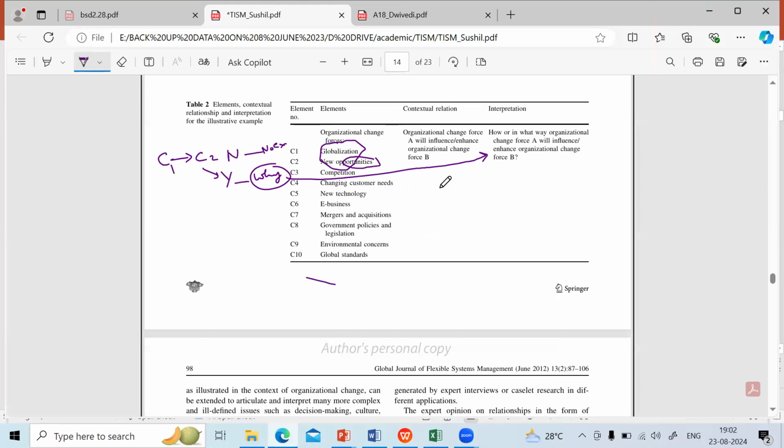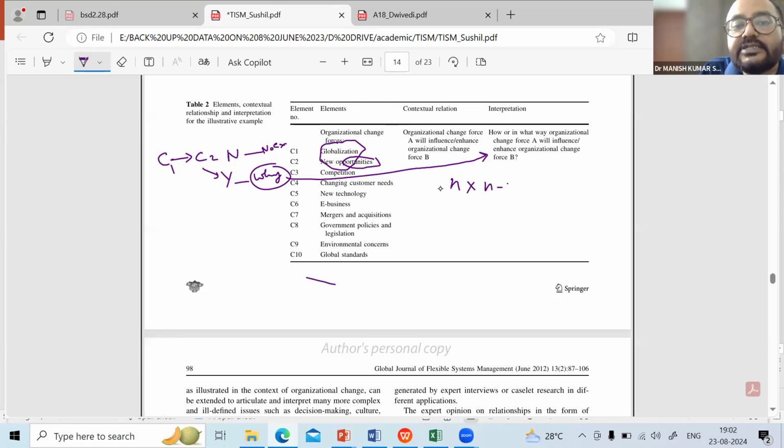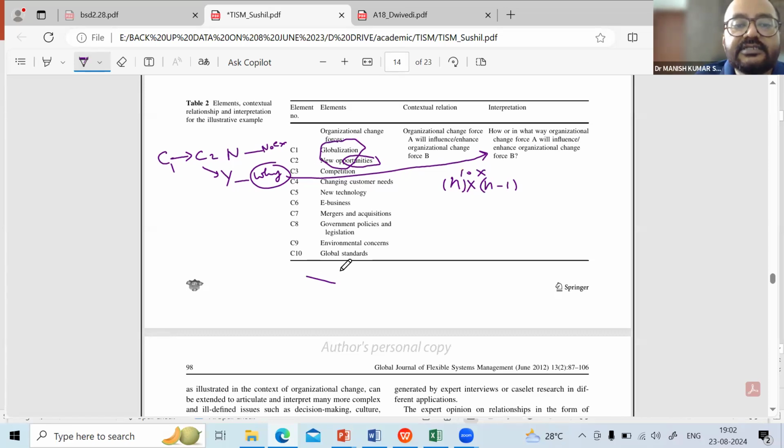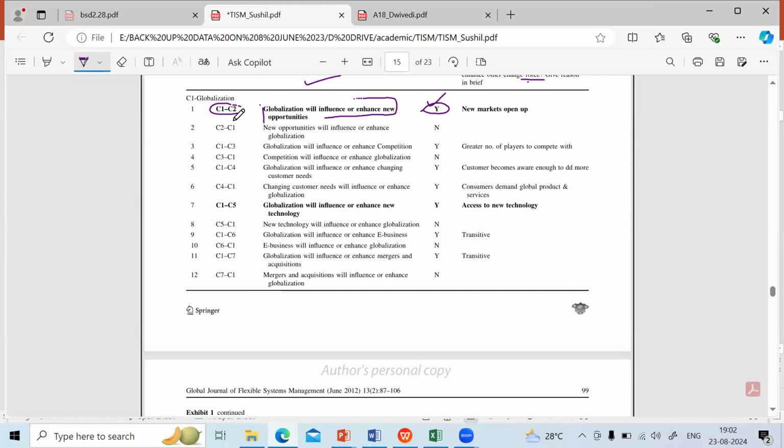Now the interpretation part, who will do that? That's why I'm telling you, as a researcher you have to prepare a questionnaire. Now I'll show you one sample. The number of questions will be the number of factors times n minus 1. Suppose you have 10 factors. How many questions will come? What is the number of forces here? It's 10.